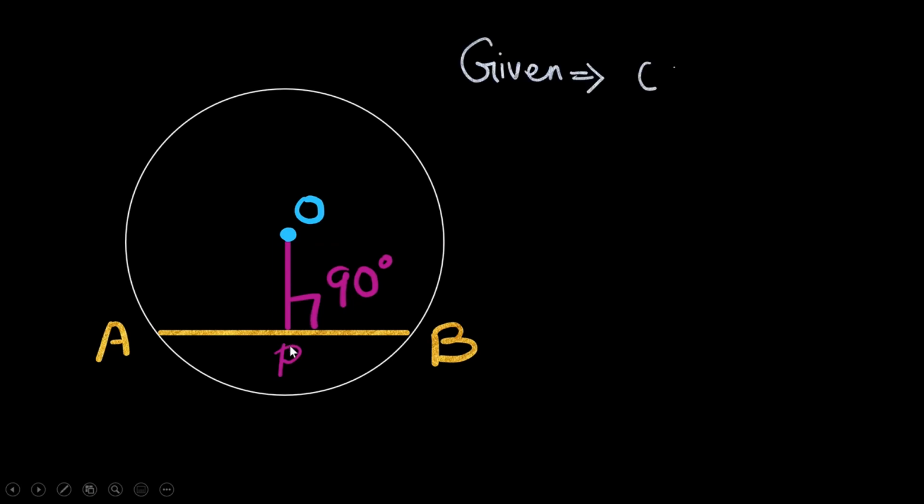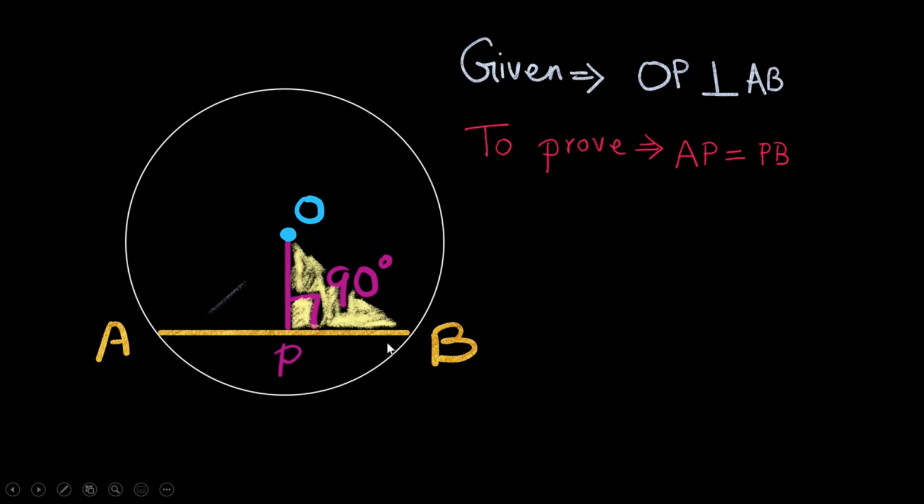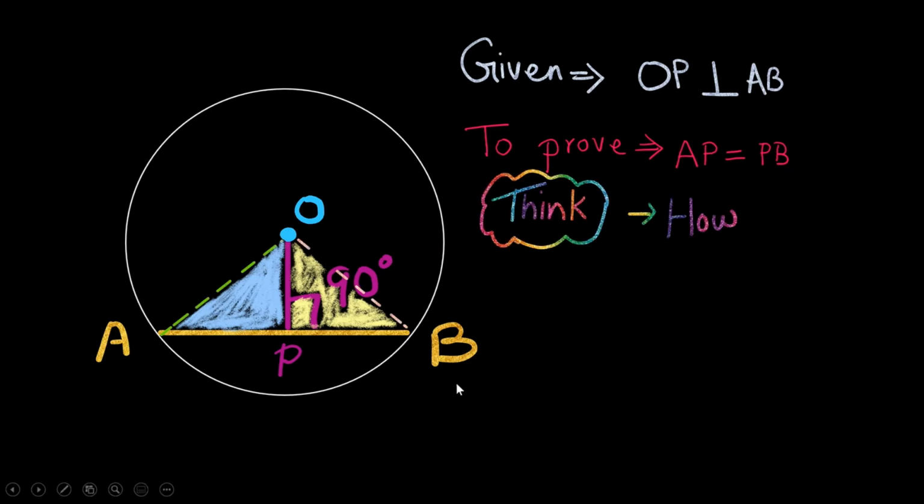So the given thing is that OP is perpendicular to AB, and we need to prove AP is equal to PB, because we need to prove that this line OP bisects the chord, right? So how can we prove? Again, we have to take help of the congruency. So let's join AO and OB.